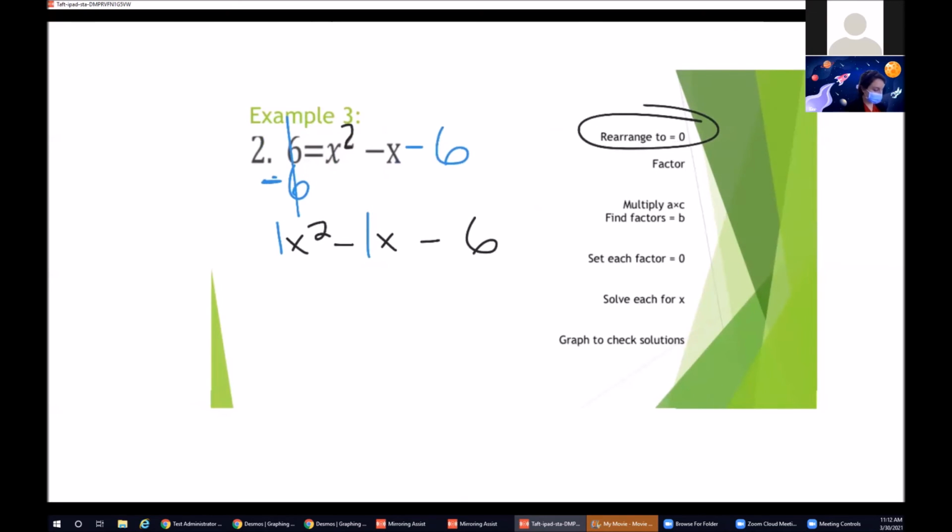Okay, so let's go ahead and set up the factors. Two parentheses, our x's. What's the first sign going to be? Negative. And a negative times a what gives you a negative? A positive.